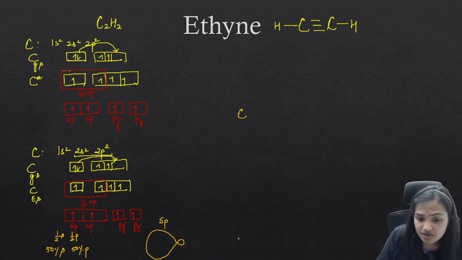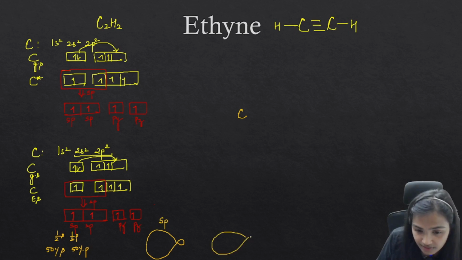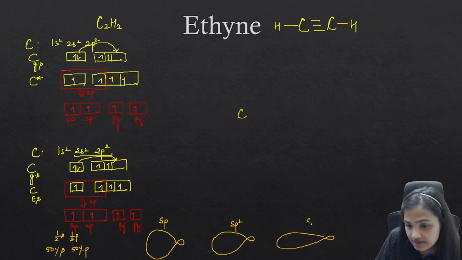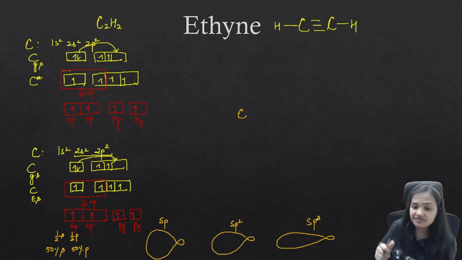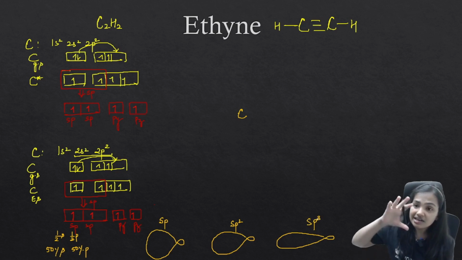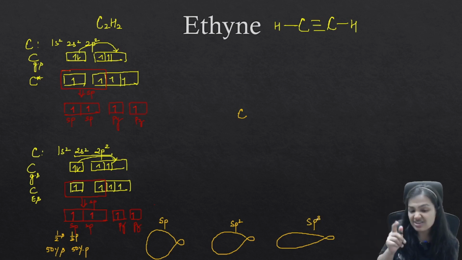This is the sp hybrid orbital, and if I draw it something like this, this is the sp2, and if I draw something like this, then this is sp3. Yeah, there is a difference. So what is the difference? The difference is of the thickness and the length of the lobe.